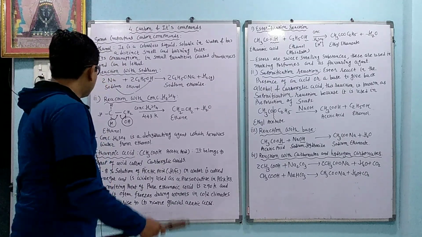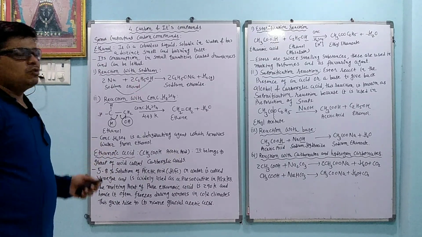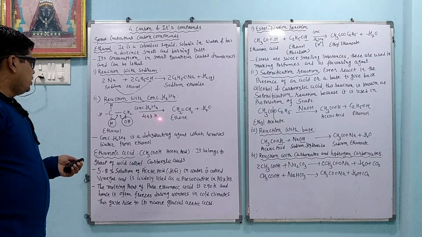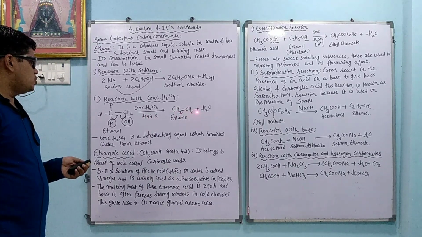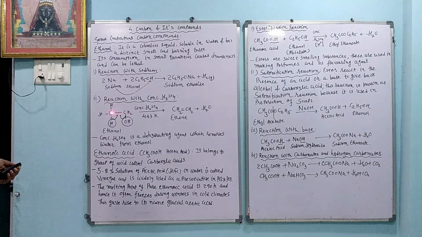The name of this compound is sodium ethoxide. Reaction with concentrated H2SO4: when ethanol reacts with concentrated H2SO4 at 443 Kelvin, it makes ethene, CH2 double bond CH2, plus H2O. Here we write C2H5OH in a different way, as CH3CH2OH, with H and OH represented separately. Concentrated sulfuric acid is a dehydrating agent at 443 Kelvin, so it removes the water molecule.